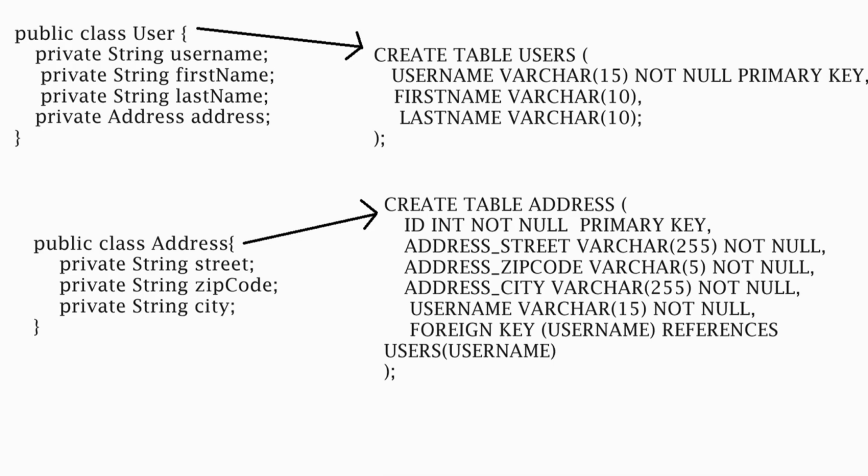So we have seen three approaches here. The challenge we are facing to map our Java classes like user and address to a SQL database table is called the problem of granularity. That's it.